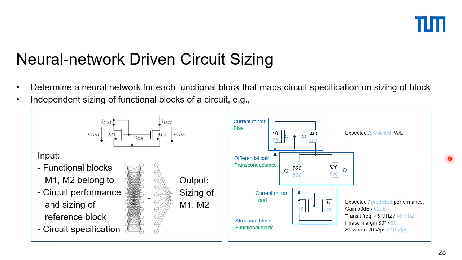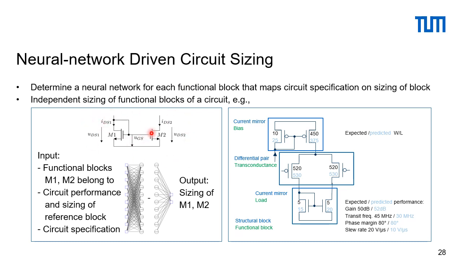Another very interesting thing we tried is to somehow speed up the circuit sizing by doing it with a neural network instead of starting optimization. What we did here is, actually Markus Leibel did it, the co-author, so I should not say we, I should say he. So we built a neural network for each functional block we have, that maps the circuit specification on the sizing. And actually maybe better, not just the functional blocks, also the structural blocks defined before.